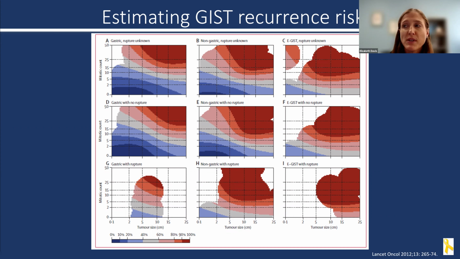The dark blue is the lowest risk of recurrence, and the deep red is the highest risk of recurrence. So if you take the patient's pathology report, you should be able to insert those factors into it and then determine their risk of recurrence. And so this is a useful tool when talking with a patient about the risks and benefits of adjuvant imatinib.